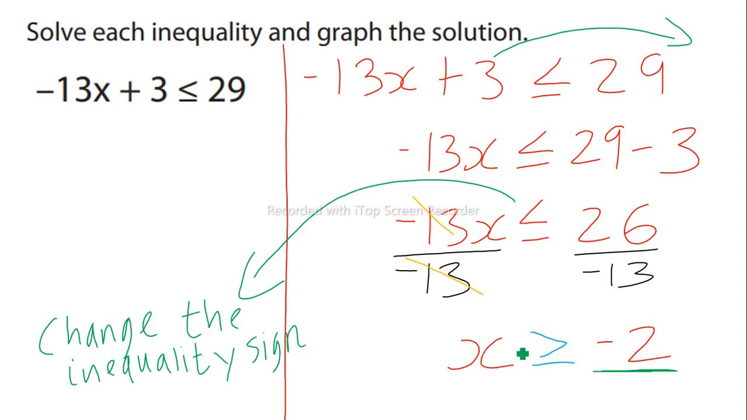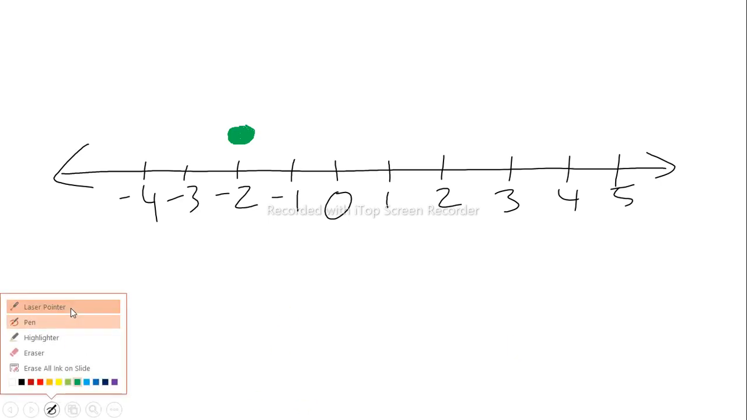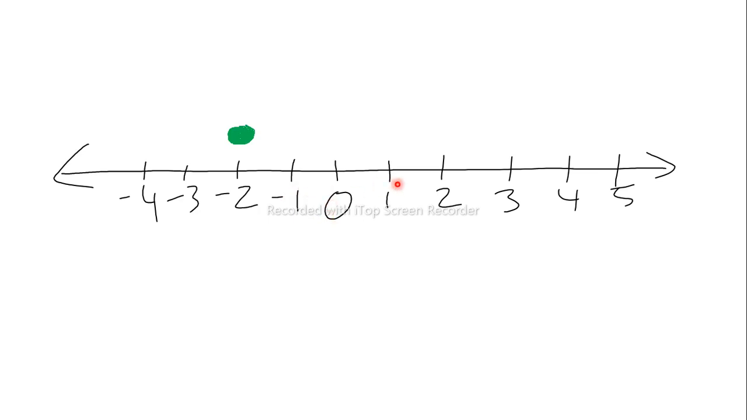So we want all the numbers that are bigger than negative 2. Excuse me. So what numbers are bigger than negative 2? Well, several numbers are bigger than negative 2: negative 1, 0, 1, 2, 3, 4, and 5. These numbers are bigger than negative 2. Therefore we're going to shade in this direction, because these numbers are bigger than negative 2. All right, so that's how we would do that.